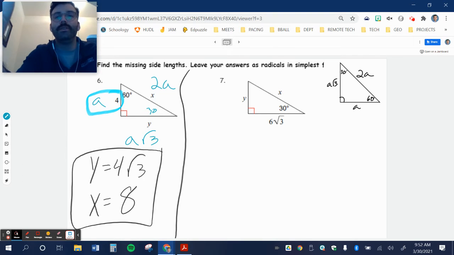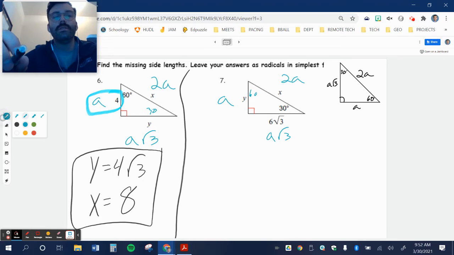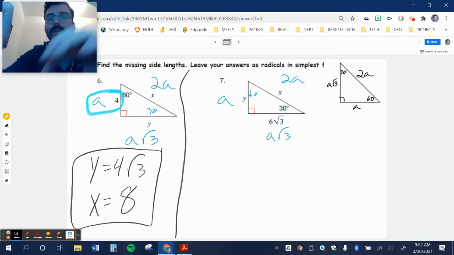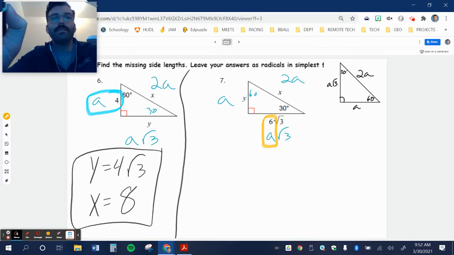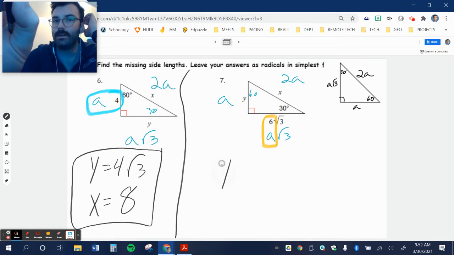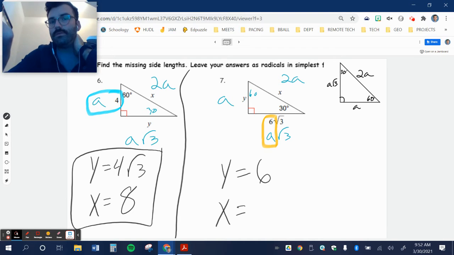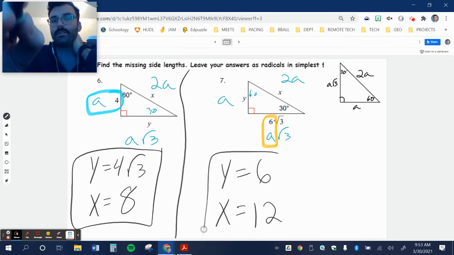First step again, label your sides. There's 30, so this is A. This is 60, so that's A radical 3. And this is 2A since it's our hypotenuse. Well, again, they made it easy for us. Wow, what nice people. Look, this A radical 3 side has a 6 radical 3. So that tells me 6 is our A value, and I need to plug 6 into our rule. Y is across from 30, so Y is our A side, so Y is just 6. X is our 2A, so 2 times 6 gives me 12.